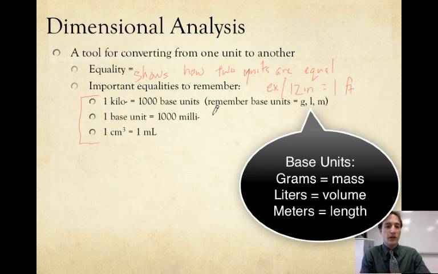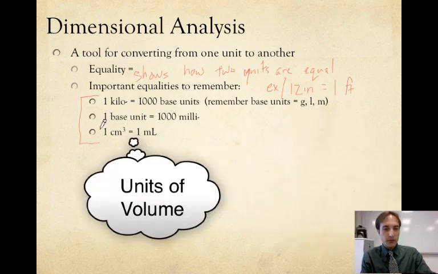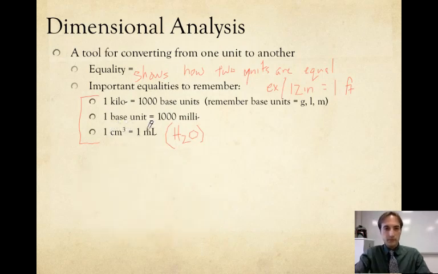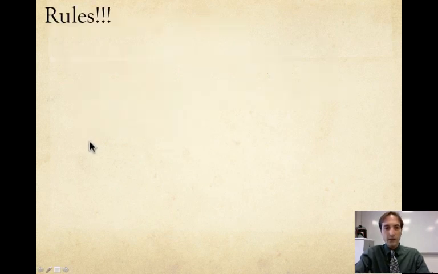The third one you need to know is that 1 centimeter cubed, a unit we briefly mentioned, which is a way of measuring volume, is equal to 1 milliliter. Okay, these are equivalent. Specifically this is referring to water. If you really want to get technical, this is really only 100% true for water, but generally speaking, we can say that 1 centimeter cubed is equal to 1 milliliter. So that's dimensional analysis in a nutshell, what it does. It's a tool. Now we need to talk about the rules.